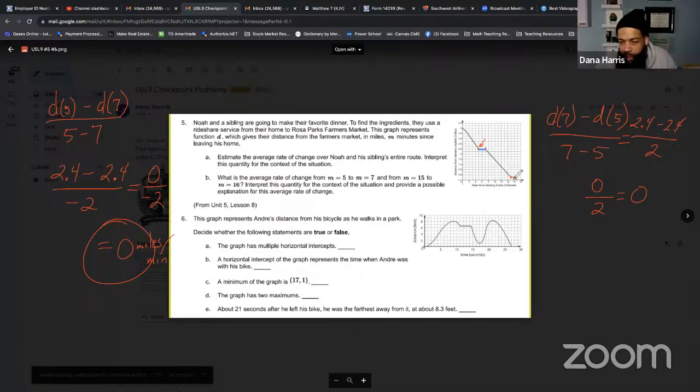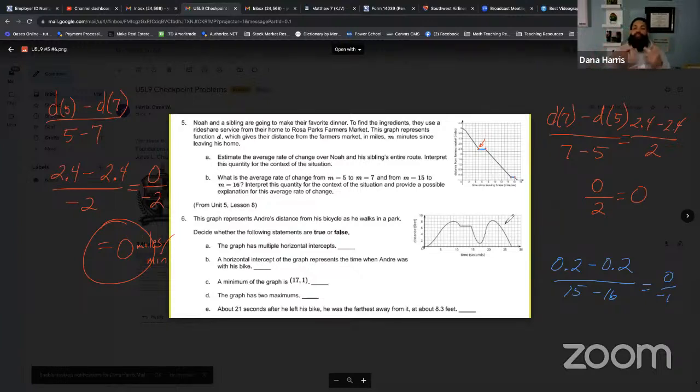And then if we look here from 15 to 16, notice it's the same thing. The vertical change is flat, right? So it doesn't go up or down. We don't have to do the calculations here, but if we did, it'd be 0.2 minus 0.2 over 15 minus 16, which is 0 over negative 1. So during that time, they're not getting any closer to the store.